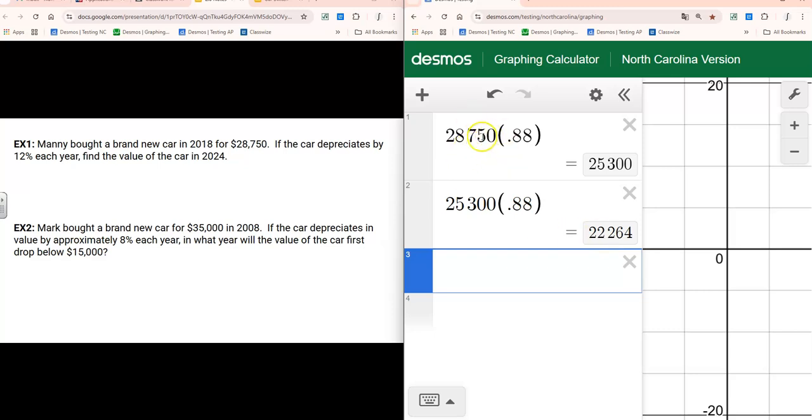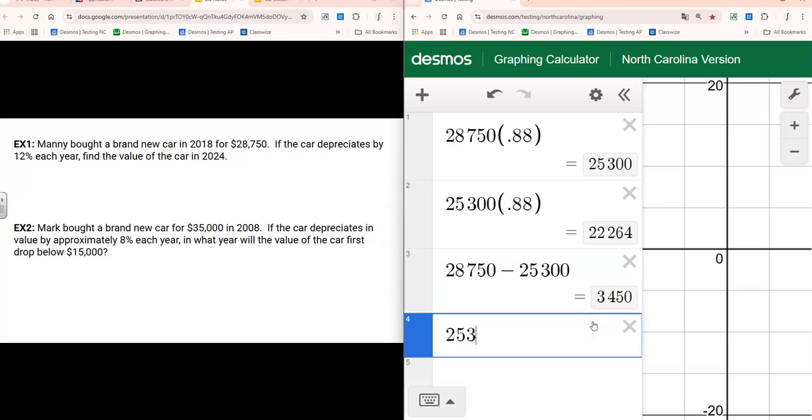So like this first year, 28,750 minus 25,300. The first year, I lost $3,450 in value. Right? The next year, 25,300 minus 22,264. The next year, I only lost about 3,000. Not quite as much, right? Because the percentage is the same, but the value was less.